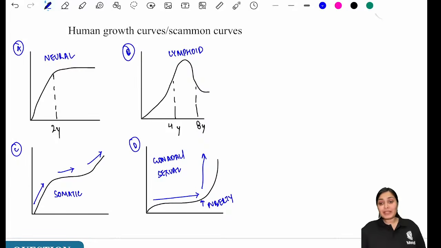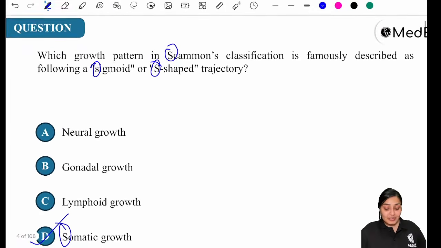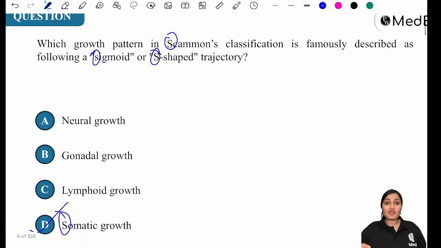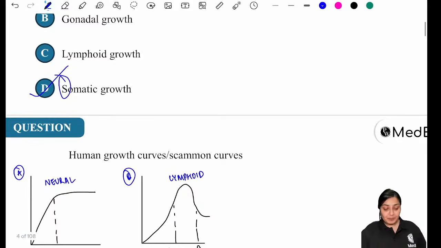So these are the four Scammon curves, and this concept is very frequently tested in your exam, be it NEET PG, INICET, and even in the FMGE exam. This is one of the hot favorite questions of the examiner: human growth curves or Scammon curves. This you cannot afford to mark wrong, right? So here the correct answer is S-shaped trajectory, sigmoid trajectory, somatic. Remember SS: S sigmoid, S-shaped, somatic, right? So the correct option here is D.